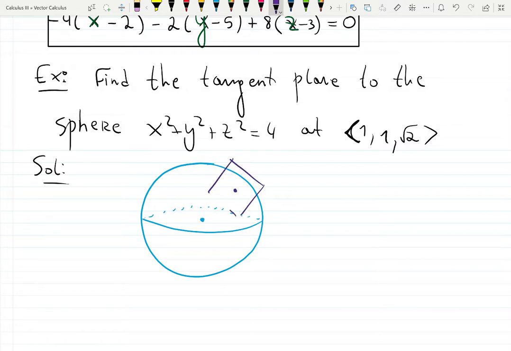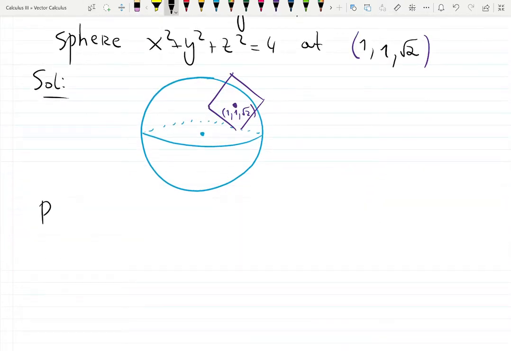So, the plane looks like that, at the point (1, 1, square root of 2). Why did I put brackets here? That's a point. So there's no parametrization. Let's parameterize, and that's what your homework is right now as well. Parametrization, step 1. If I did not give you a parametrization, then you do it.